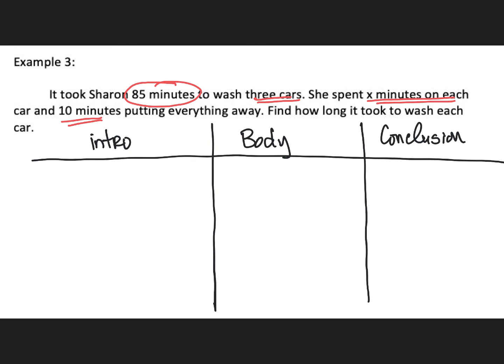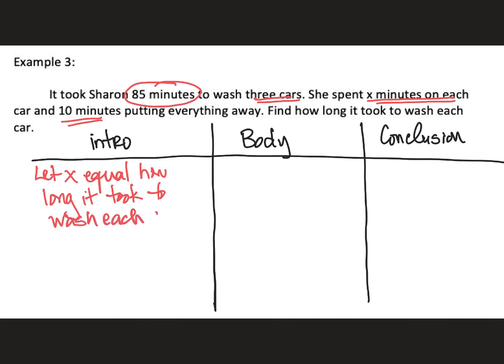So what are we looking for? We're going to say let X equal how long it took to wash each car. Let's put it all together. We know we have 85 minutes total. We know that she took 10 minutes to put everything away. And then it was 3 cars times X, because X was how long it took to do those cars.